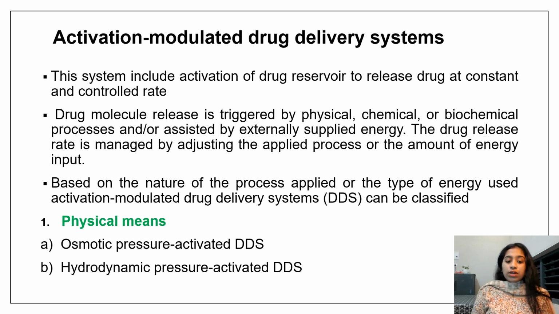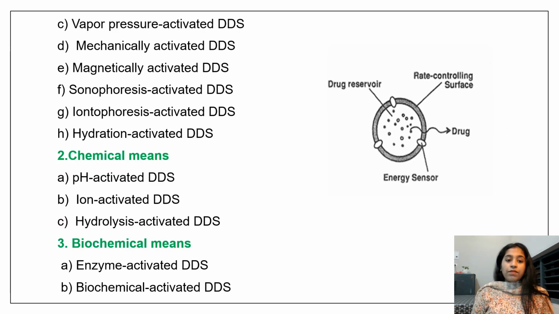So based on the nature of the process applied or the type of energy used, the activation modulated drug system can be classified into physical means, chemical means, and biochemical means. The physical means include osmotic pressure activated drug system, hydrodynamic pressure activated drug system, vapor pressure activated drug system, mechanically activated drug system, magnetically activated drug system, sonophoresis activated, iontophoresis activated, and hydration activated drug system. Chemical means include pH activated, ion activated, and hydrolysis activated drug system. Biochemical means include enzyme activated and biochemical activated.